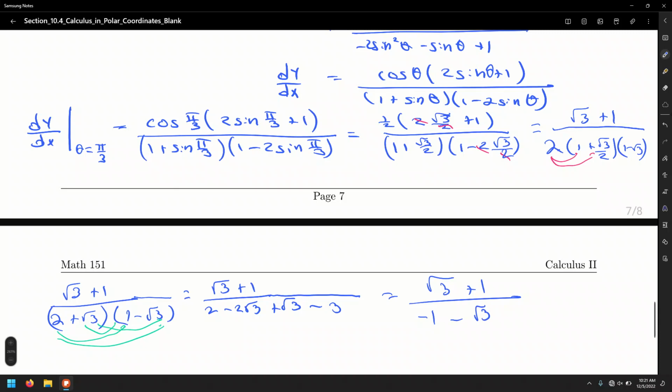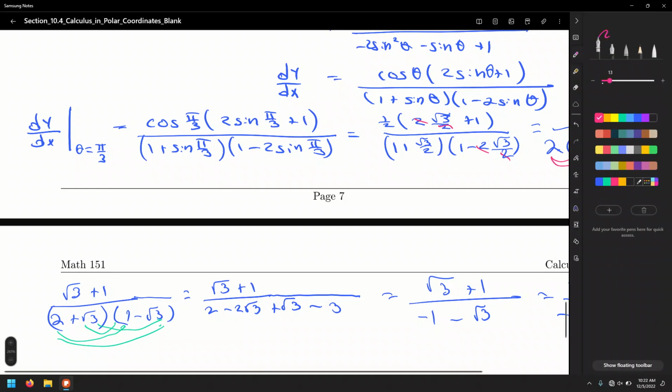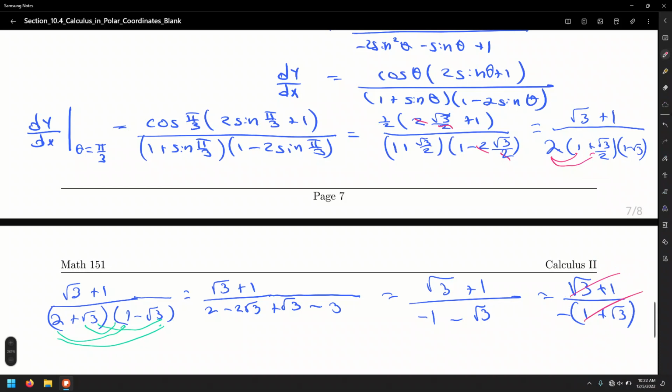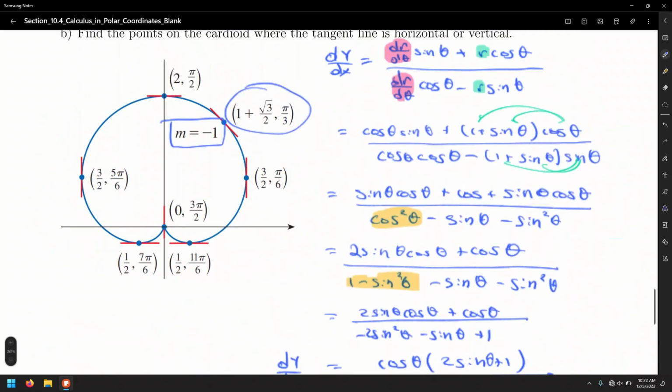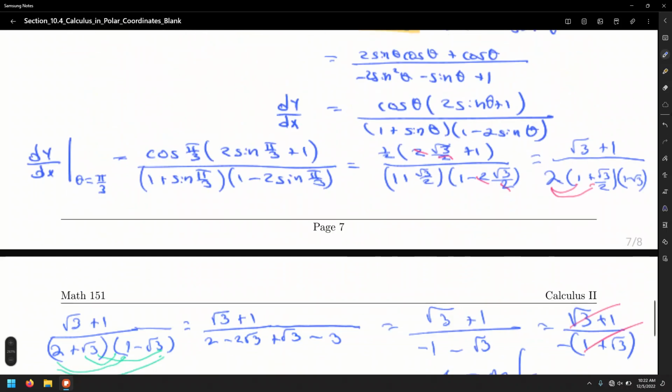Notice in the denominator we can factor out a negative sign. If we factor the negative, that's 1 plus root of 3, which is essentially that same quantity in the numerator, leaving us with -1, which is the slope, which actually checks the result that we were expected to obtain from the picture here, isn't it? Here's our -1. All right.